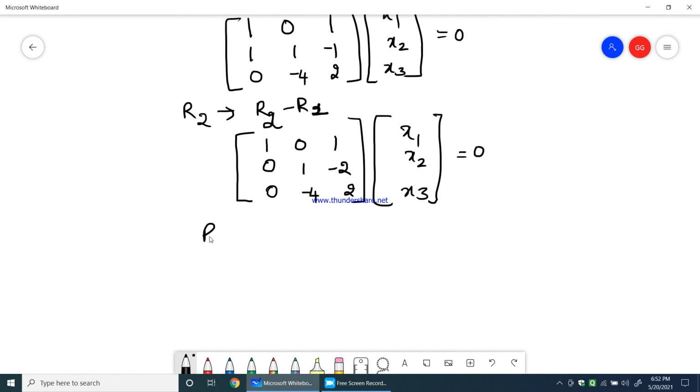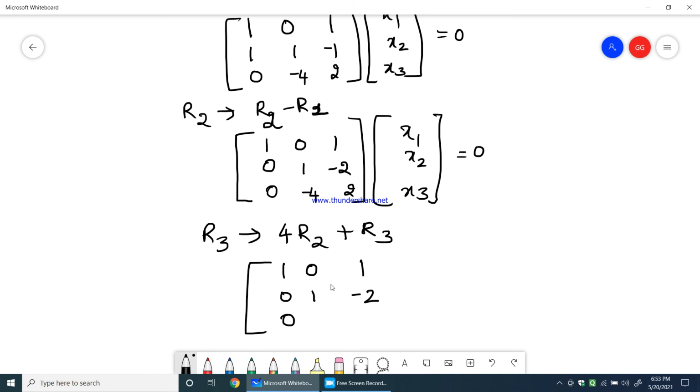Now R3 equals 4 times R2 plus R3. So finally what we get? We get 1 0 1 0 1 minus 2 0. 4 into 0 is 0, so 0 minus 0 is 0, 0 plus 0. 4 into 1 is 4, minus 4, which is 0. 4 into 2 minus 8 plus 2, which is minus 6. So this is the matrix finally we get after reducing.